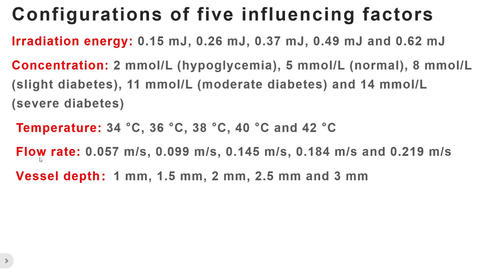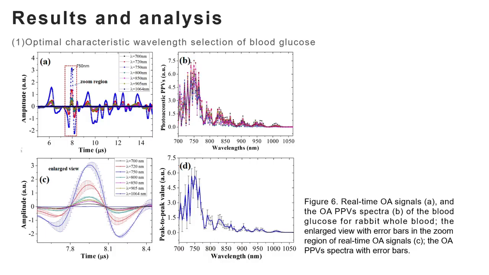For the flow rates, there are also 5 different flow rates were set. That is 0.057, 0.099, 0.145, 0.184, and 0.219. For the vessel depths, there are also 5 different values were used. That is 1.5, 2, 2.5, and 3 micrometer.